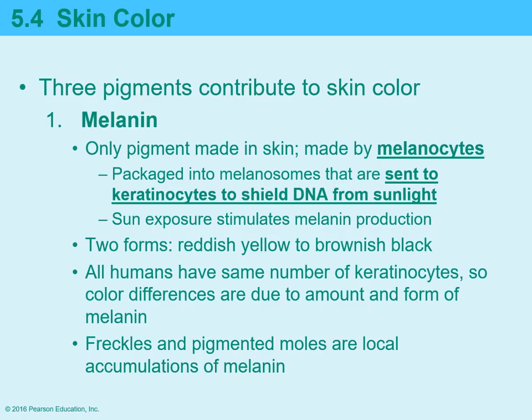In terms of skin color, there are 3 different pigments that can contribute to the overall skin color. The first one is melanin. I mentioned this earlier. This is produced by the melanocytes. It's the only pigment that's actually made in the skin. As I said, it's kind of nature's sun block because it's helping to protect the DNA from the UV light. There are different forms of it, from a reddish yellow all the way to a brownish black.